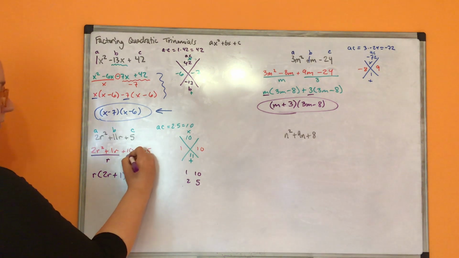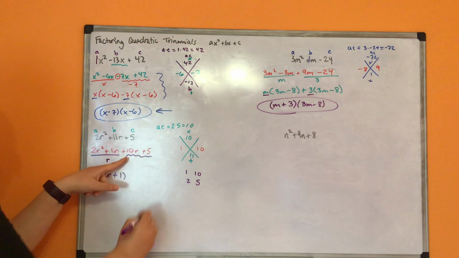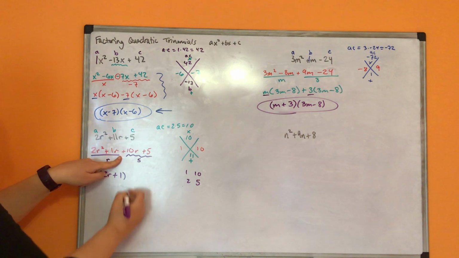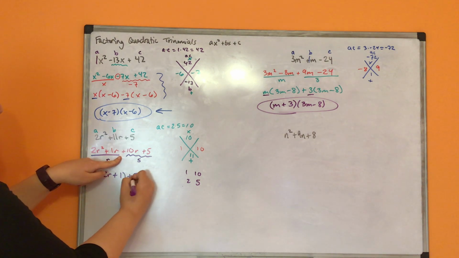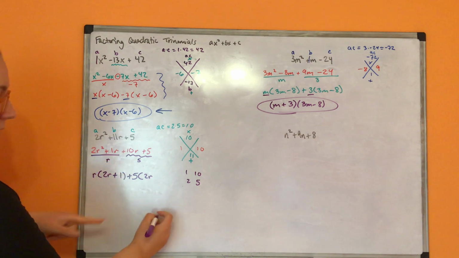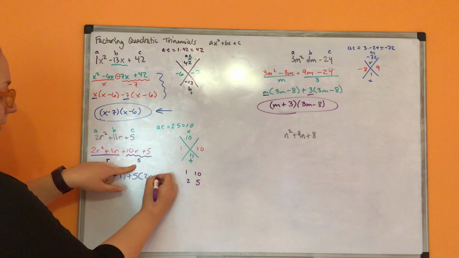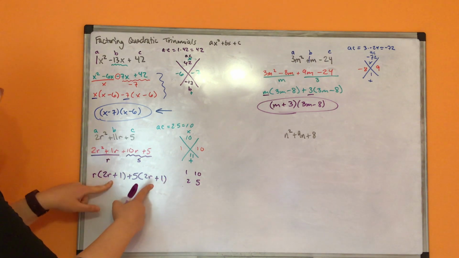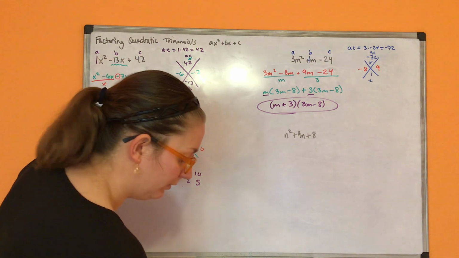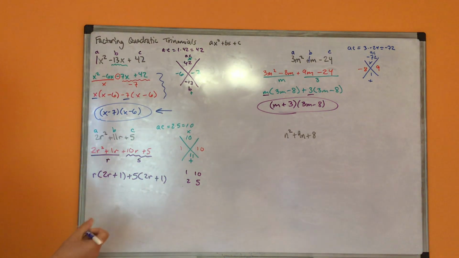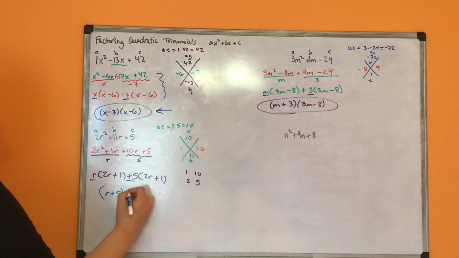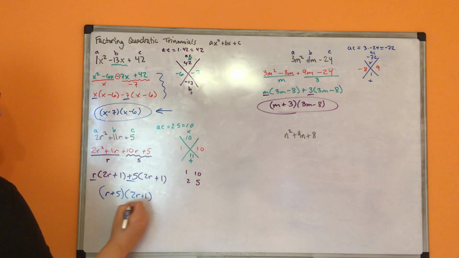Now for the second half, GCF of 5 and 10 is just 5. It's a positive sign, so we have a plus sign in front here. 10r divided by 5 is 2r. 5 divided by 5 is 1. Do these match? Yes, they do. Good. We can write our final answer using factoring by grouping. Final answer is r plus 5 times 2r plus 1.